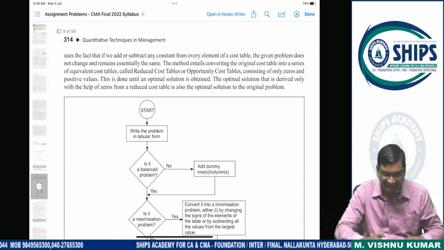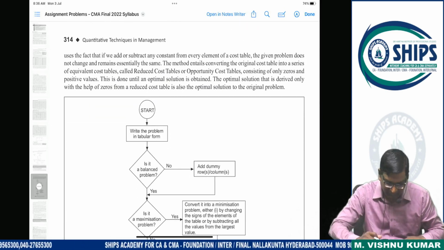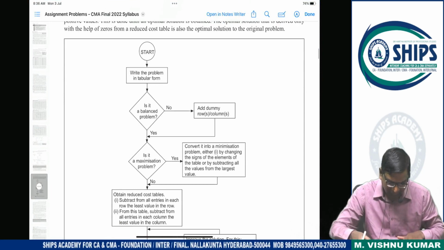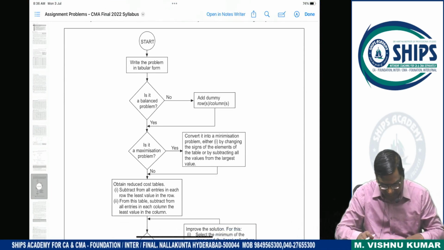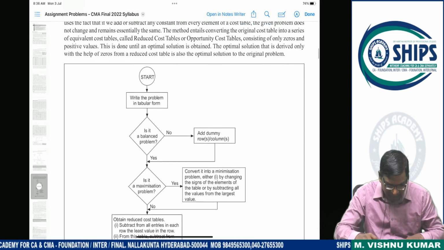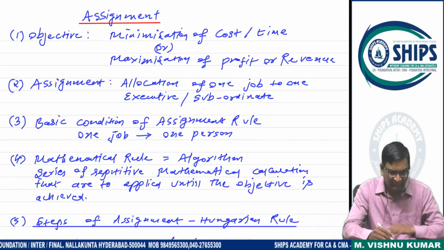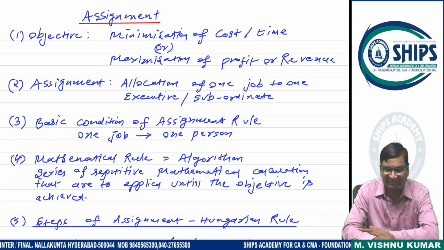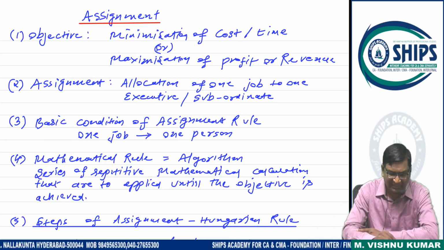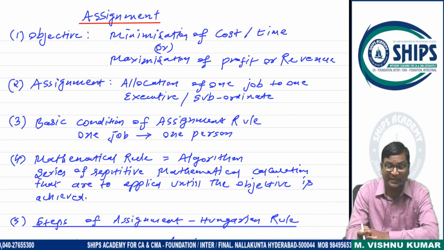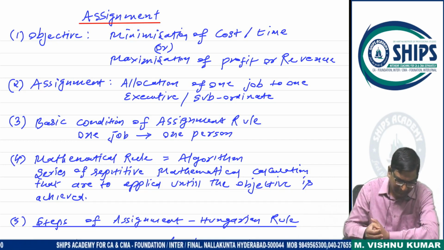चलिए, this is understood now कि what is assignment. So in assignment, first we have to check the objective. Always first we have to check what? Objective. Minimization of cost or time, or maximization of profit or revenue. Profit, revenue, sometimes productivity also. Clear?